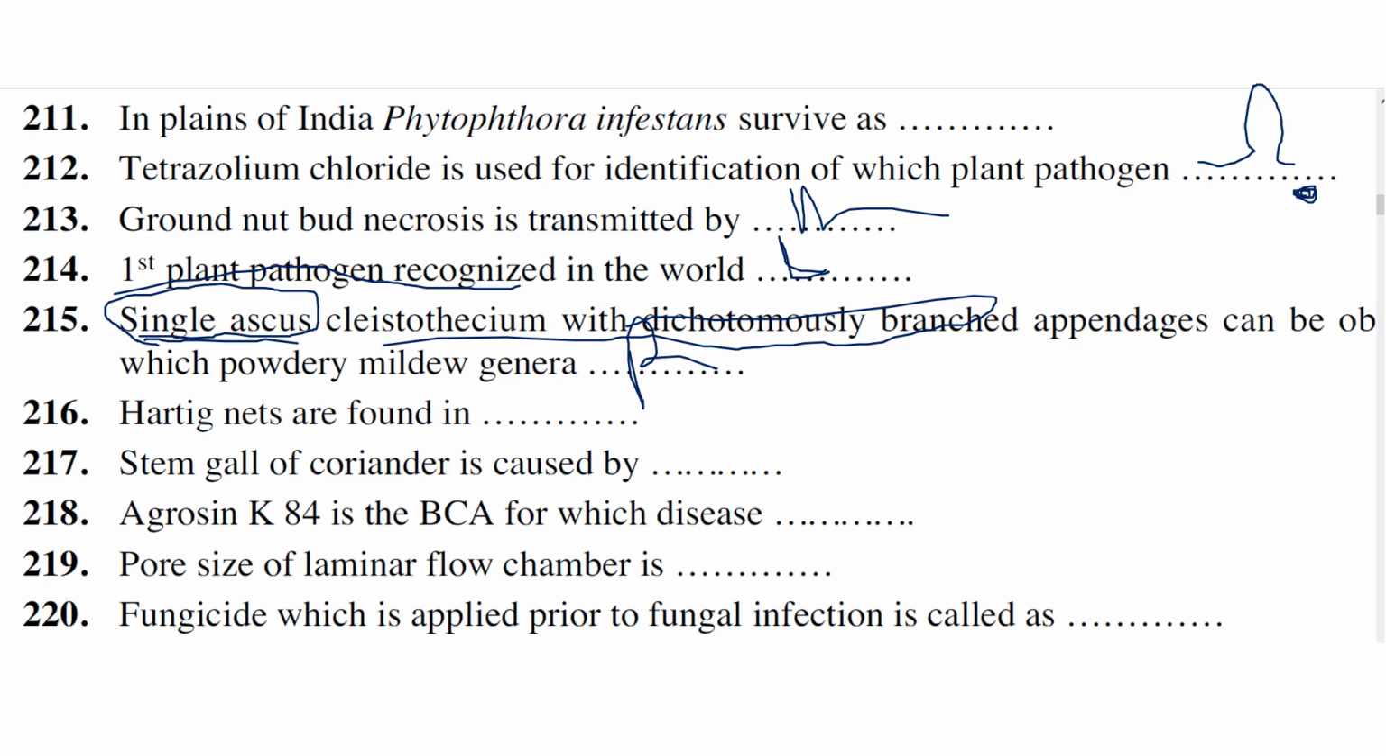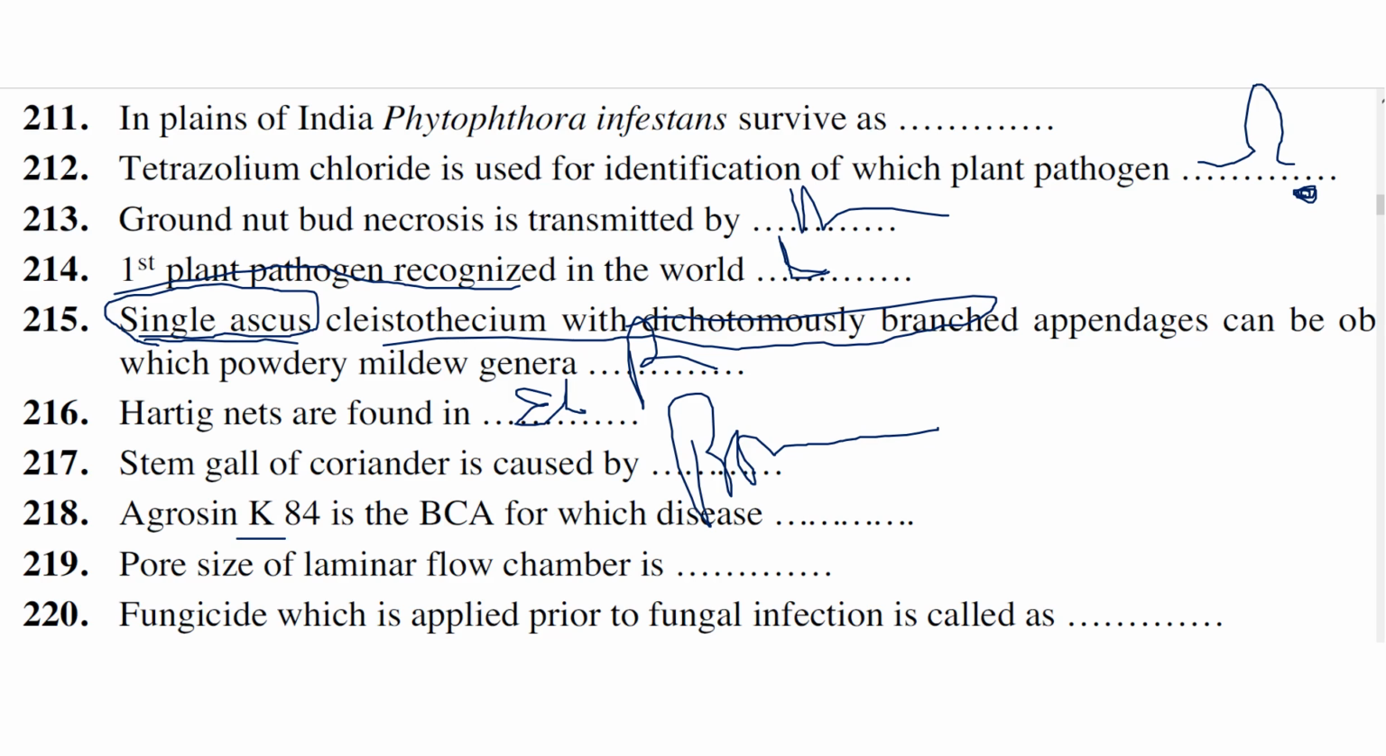The next one is Hartig nets are found. It is very important and repeatedly asked question from the couple of previous NETs. Generally, Hartig nets are found in ectomycorrhiza. Ecto means outside. In endomycorrhiza, Hartig nets are absent. Stem gall of coriander is caused by Protomyces macrosporus. Peach leaf curl is caused by Taphrina deformans.